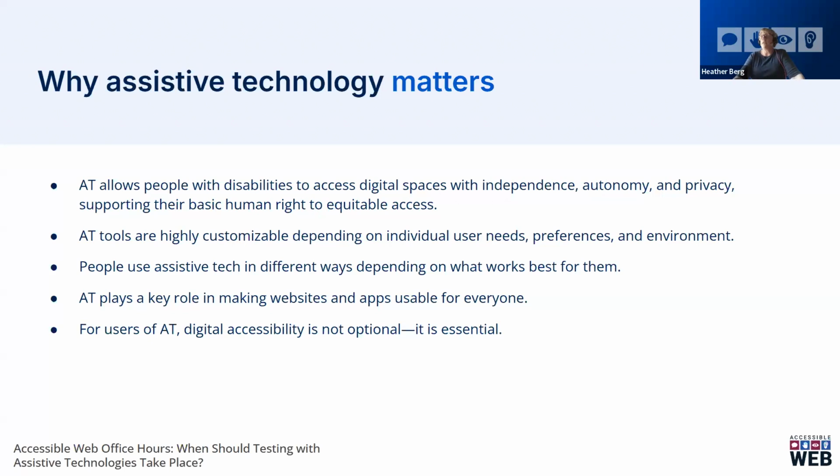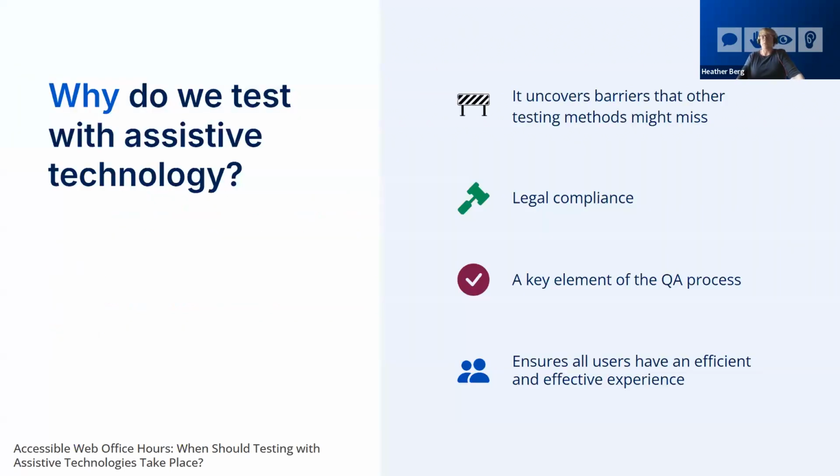All right, on to the next slide. Why do we test with assistive technology now that we know a little bit about what it is? So the first reason is that it can uncover barriers that other types of testing might miss. Other types of testing, things like manual auditing, automated scans, great place to start. But in fact, you can have content that maybe ticks all the success criteria for WCAG, and still is not a great user experience.